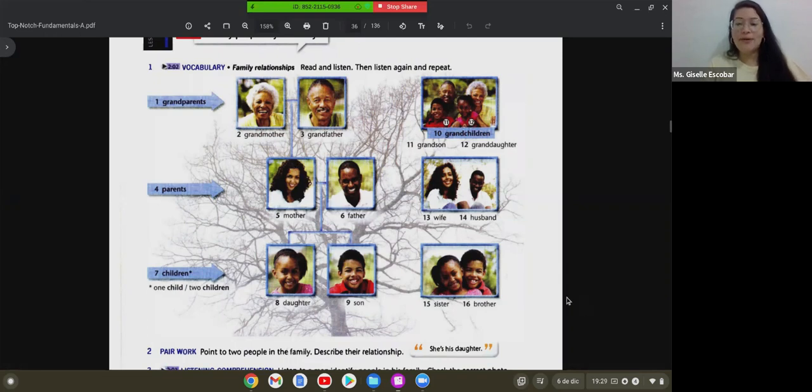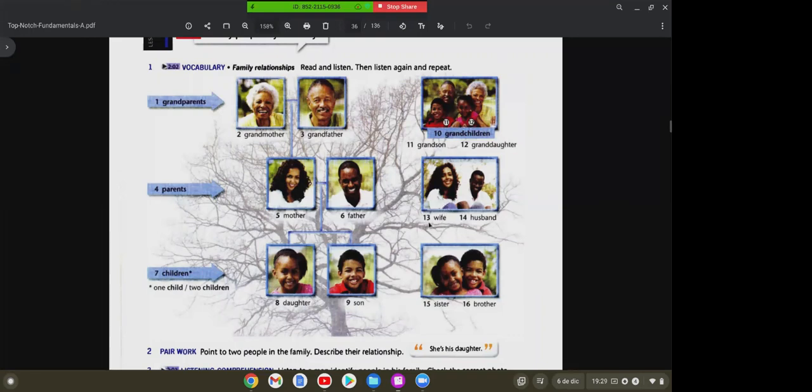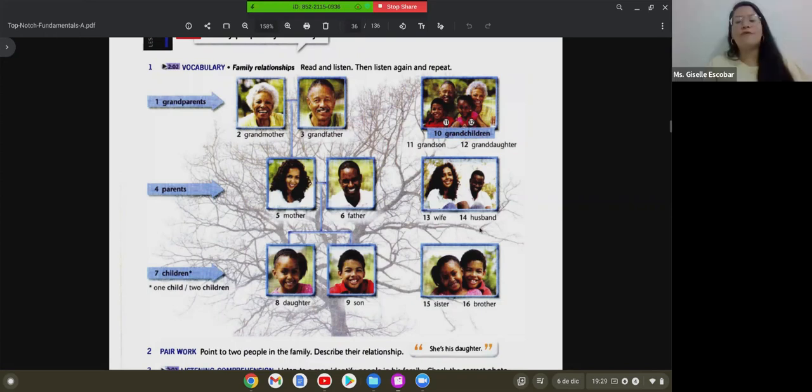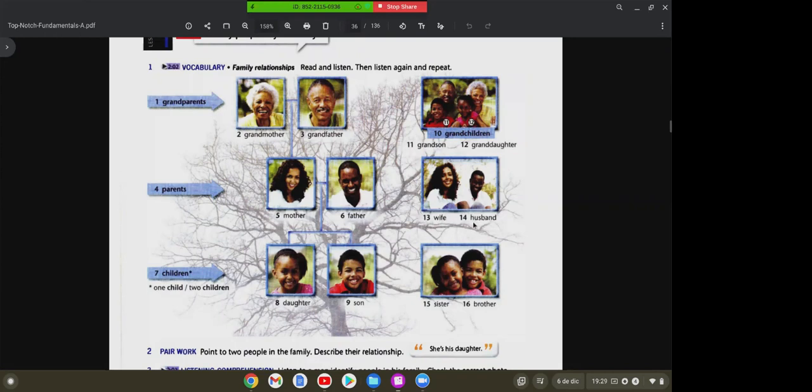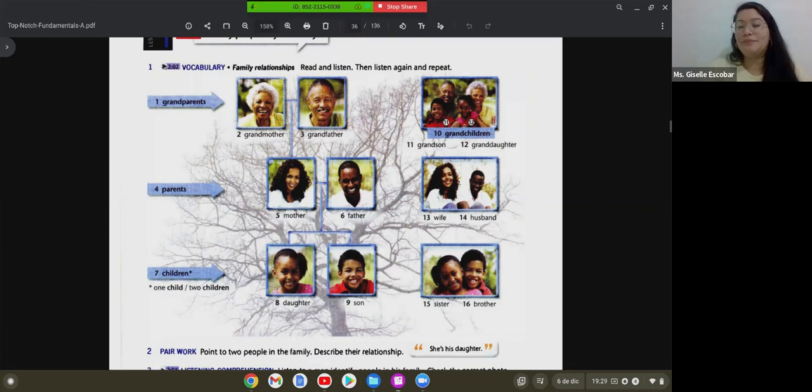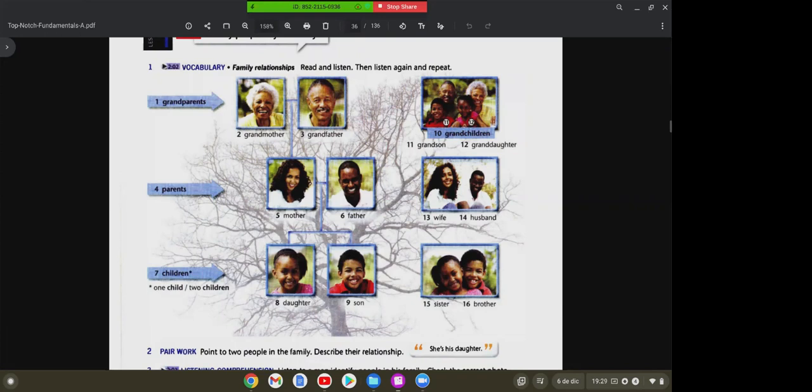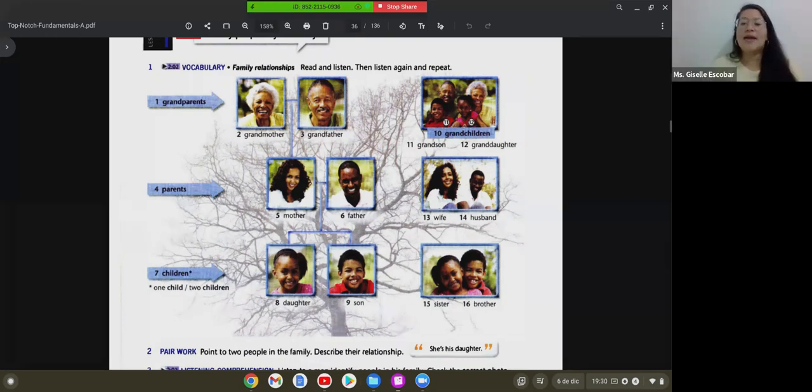Now let's see number 13 and number 14. Who is she? ¿Quién es ella? Number 13, ¿con cuál, teacher? Con 14. She is his wife. Exactly. She is his wife. Ella es la esposa de él. So guys, do we understand this part?